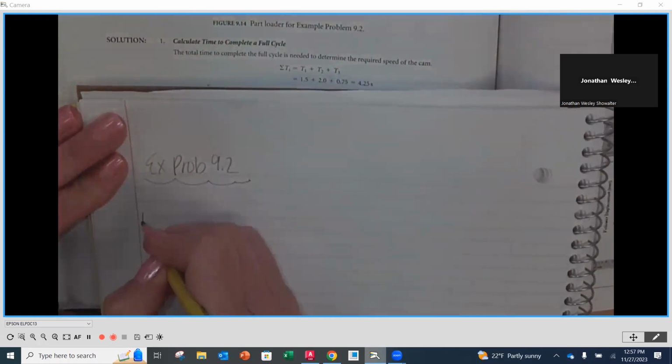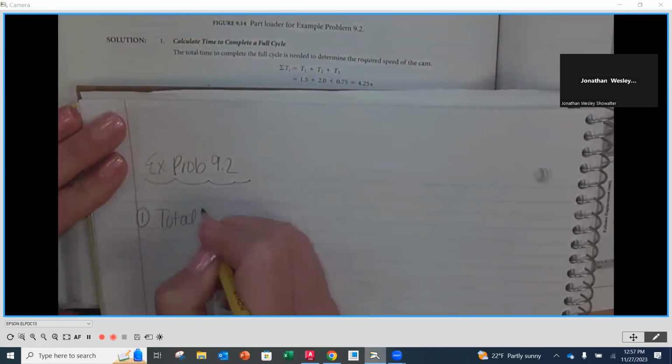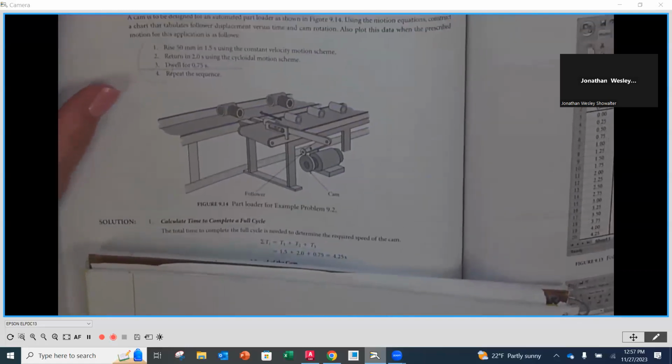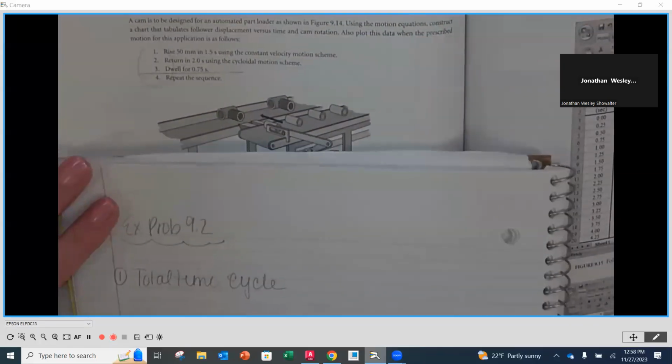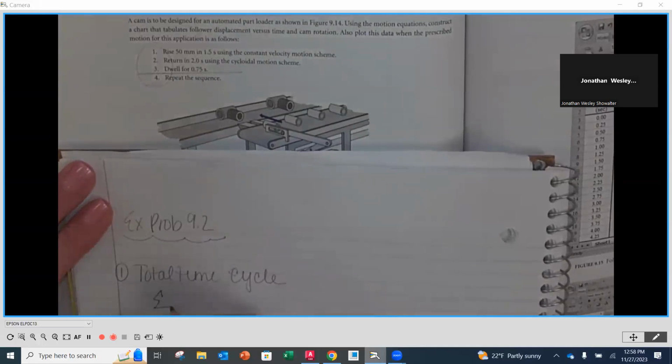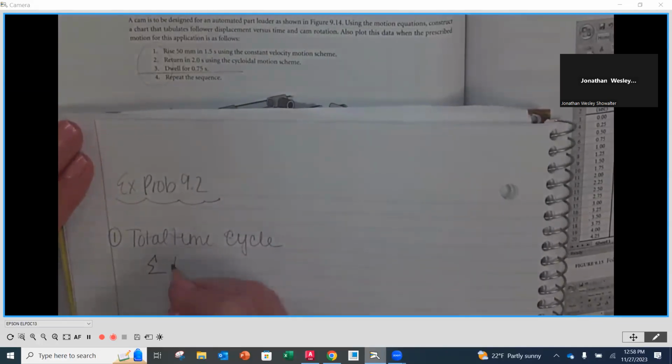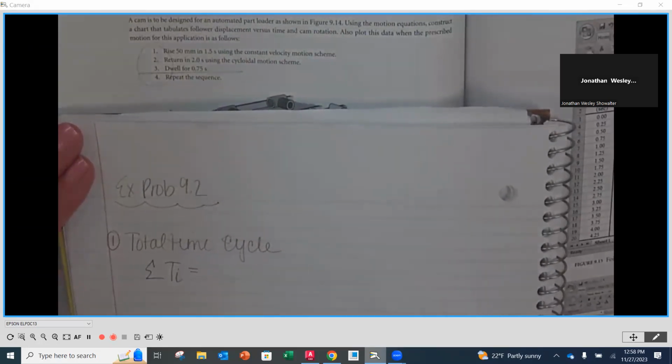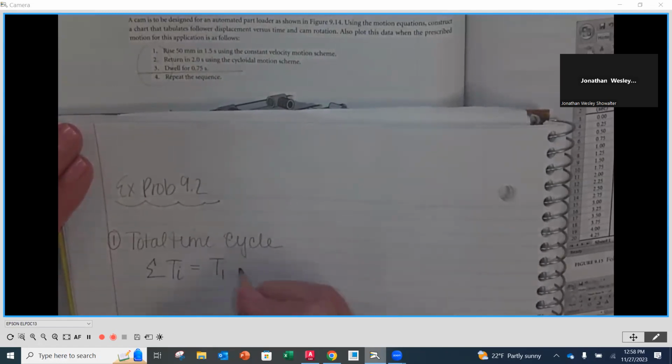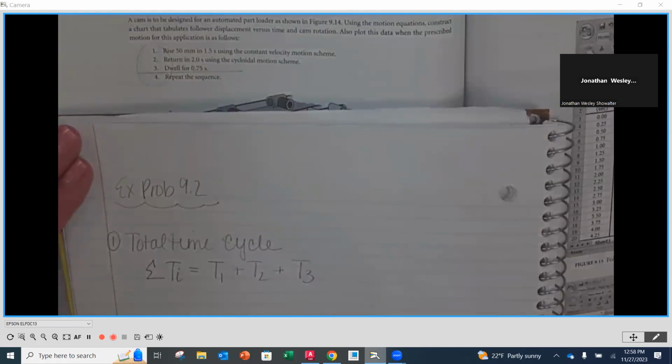And what we want to do, step number one, is figure out what that total time is. Total time, we call that a cycle. A cycle is going to be one revolution. So we're going to look back up at the steps that we need this to take. We know that we have a total time, so we're going to do a summation, and we're going to call this Ti, because that's what they use in the book. I don't know what the i means, but it does. We have a T1 for the first step, plus T2 for the second step, and then plus T3 for that third step, which is a dwell. That is a step within the revolution.